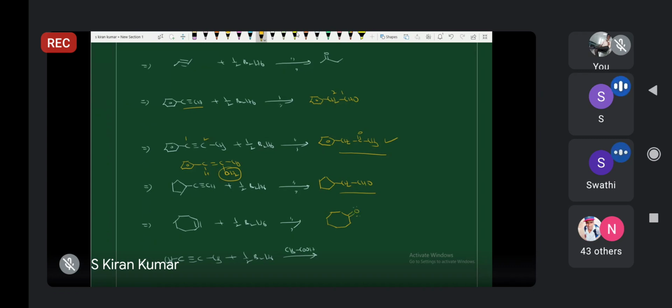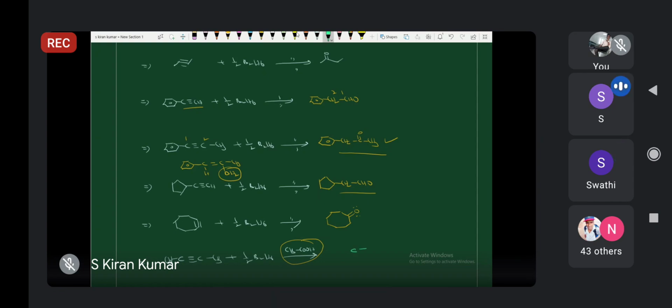Enol form tautomerization, cyclooctane. Next compound, sir. Sir, here the acid is given, not hydroboration with oxidation. If the acid is present, the BH2 group is replaced by the H. Hydration. The BH2 group is replaced by the H here.